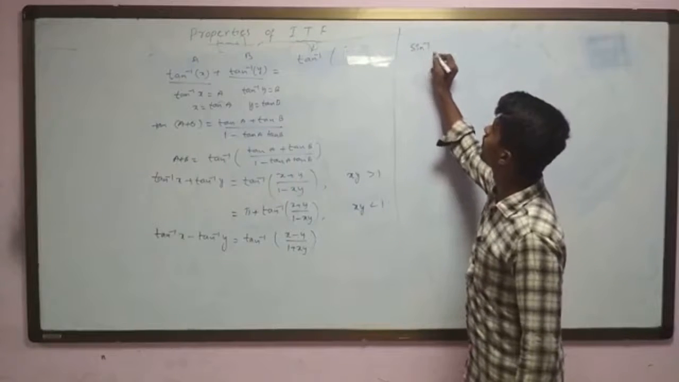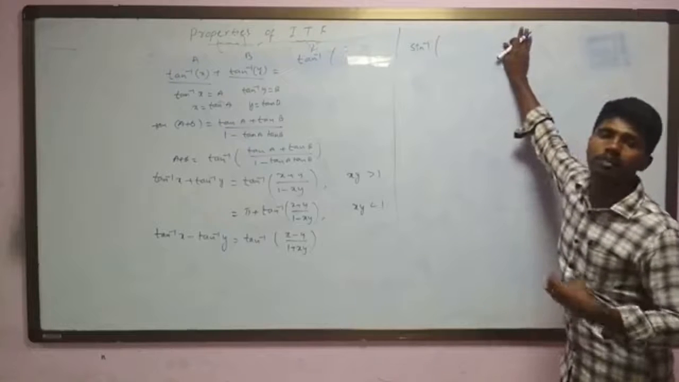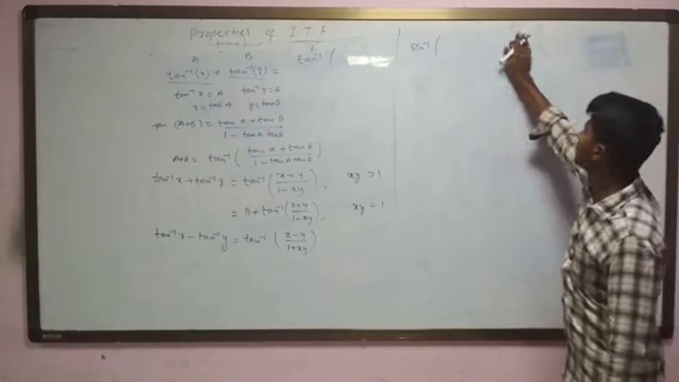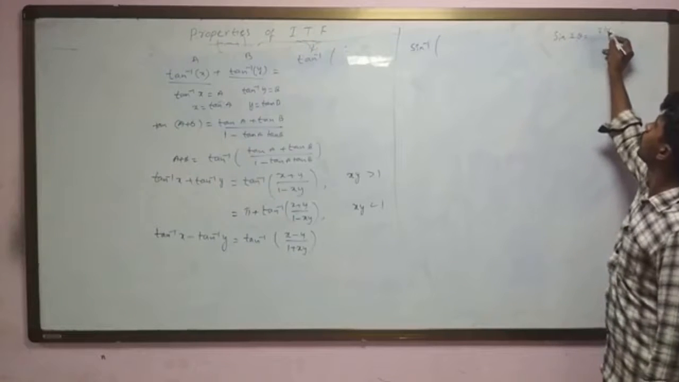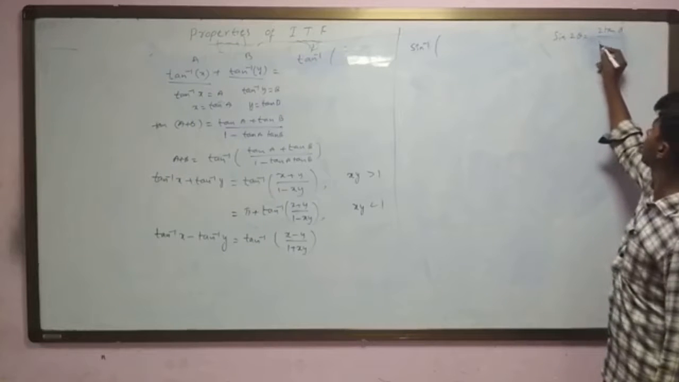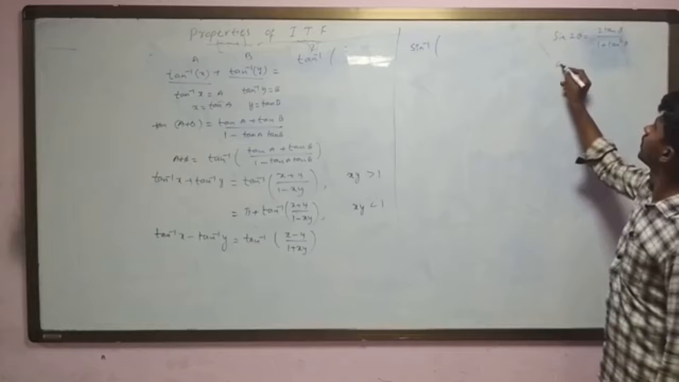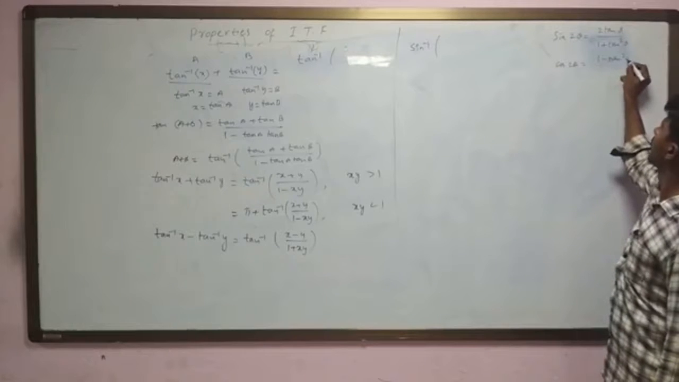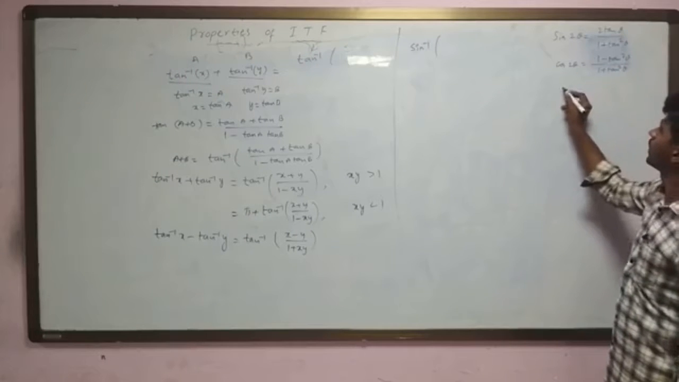What is sine 2 theta in terms of tan? I can write sine 2 theta equal to 2 tan theta by 1 plus tan square theta. Cos 2 theta is equal to 1 minus tan square theta by 1 plus tan square theta.